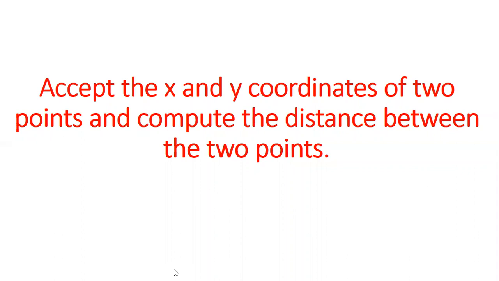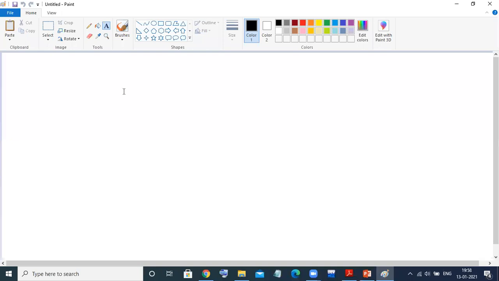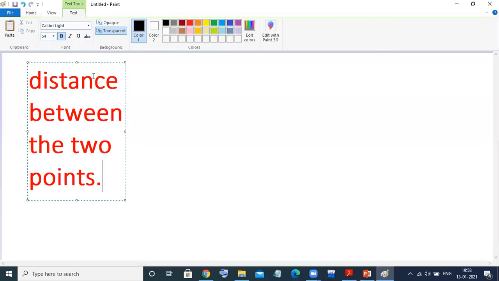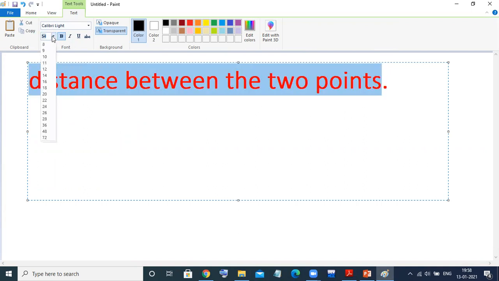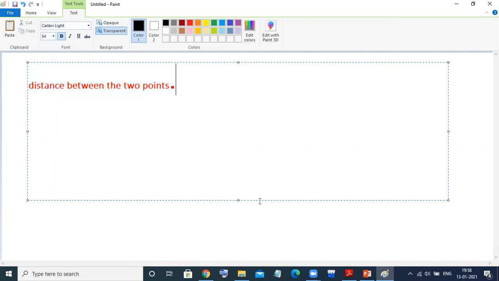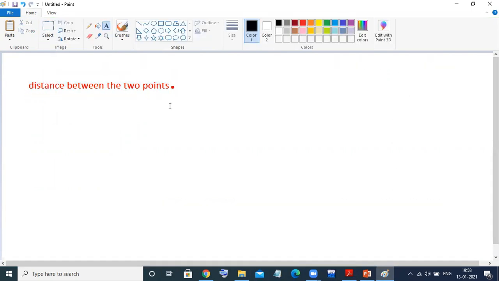In this session, we are going to discuss a solution to accept the x and y coordinates of 2 points and compute the distance between the 2 points. So we will find out the distance between 2 points. Before calculating this, let us understand exactly what we need to calculate.